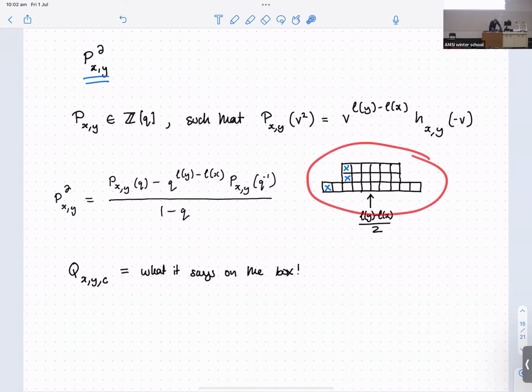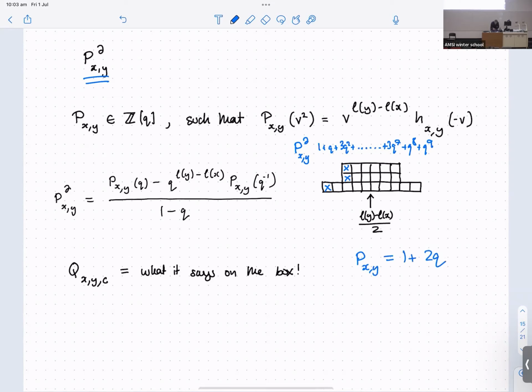This picture is meant to illustrate the relationship between Kazhdan-Lusztig polynomials and this Q version. If you're familiar with SL2 representation theory, then the passage between this polynomial and the Kazhdan-Lusztig polynomial is taking lowest weight vectors. So my Q derivative would be PXY D. In this case, it'd be 1 plus Q plus 3Q squared, and so on, plus 3Q7 plus Q8, plus Q9. I'm sorry if you can't read this. And then my original Kazhdan-Lusztig polynomial would be 1 plus 2Q. So here's my original Kazhdan-Lusztig polynomial, and then here's the Q derivative.